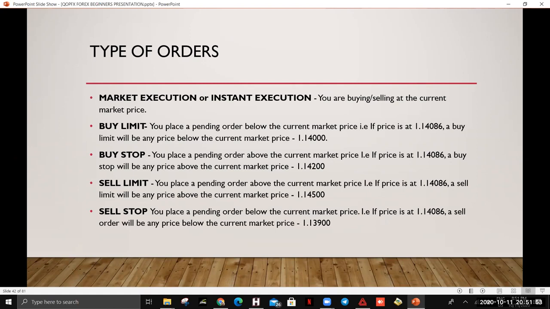If you see that the value of euro is going up, you can predict that this value is going to come down. So I wait for it to come down, activate me, then it can increase and start going back up. That's the difference between buy limit and instant execution.